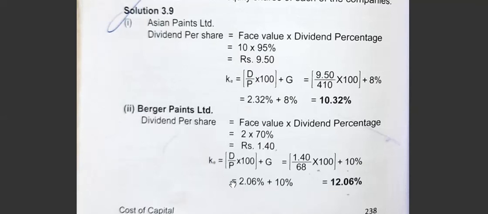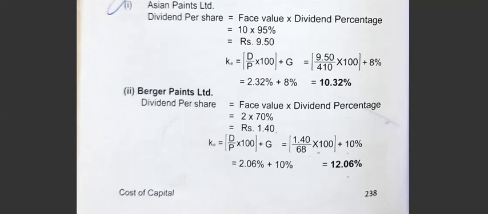This is the percentage you will get after dividing 1.40 by 68 into 100: 2.06%, plus 10% growth. If you add, you will get 12.06%. So this is how we have to calculate. Very easy. Information will be given. Dividend you have to calculate on face value, multiply and calculate. Market price will be given and growth rate will be given. So divide, multiply, plus add growth, and you will get the cost of equity.